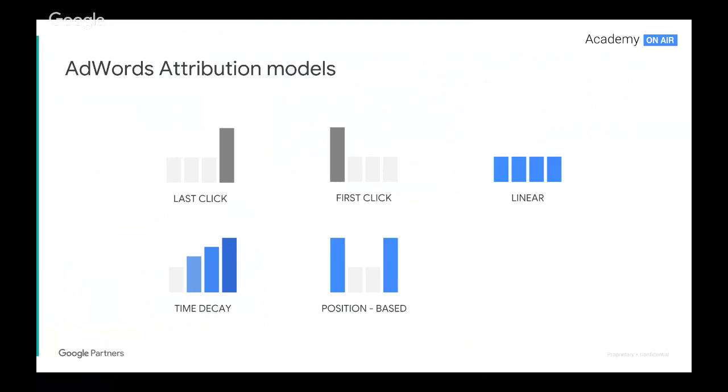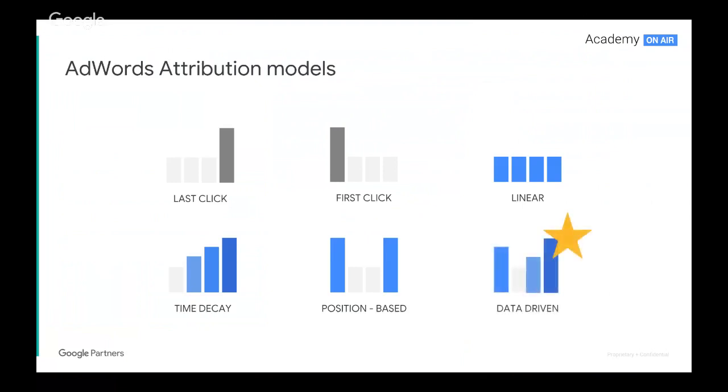Next up, we have 3 more rules-based models. So we have linear, we have time decay, and we have position-based. A linear model looks to assign equal conversion credit to each individual touch point along the path. A time decay model looks to give the most conversion credit to the freshest clicks, aka the last click, and then in descending order, it'll assign less and less conversion credit. Next up, we have position-based. Position-based allows us to assign equal conversion credit to the first and the last click, and then the clicks in between will have equal credit across.